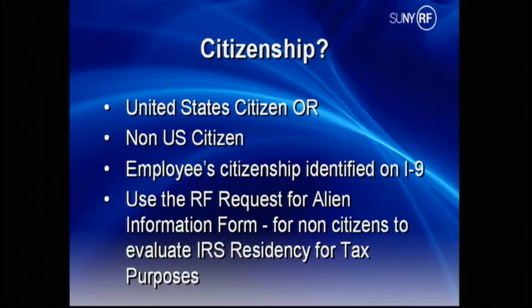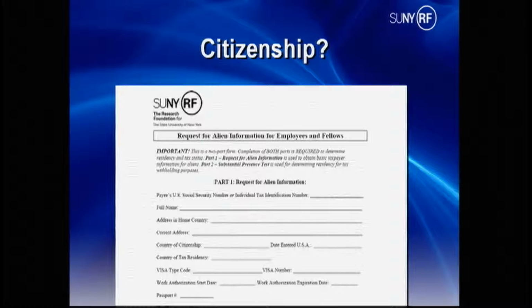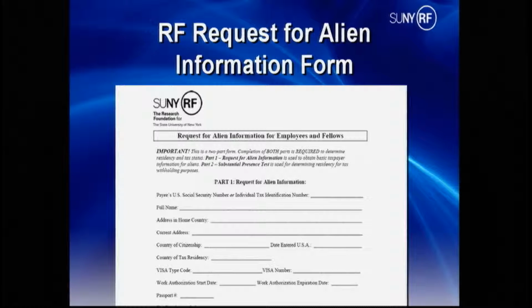But we actually have a form available, and hopefully everybody's using it. If you're wondering about how to gather information, how to make some of these evaluations, this form can walk you through the process. So this is a screenshot of the front page of the Request for Alien Information form. You'll notice it says Request for Alien Information for Employees and Fellows. That one is tied to our payroll processing side. There's also one available on the AP procedures, and it says miscellaneous income. So on the AP side, it's our independent contractors, rents, royalties, or our participant stipends.